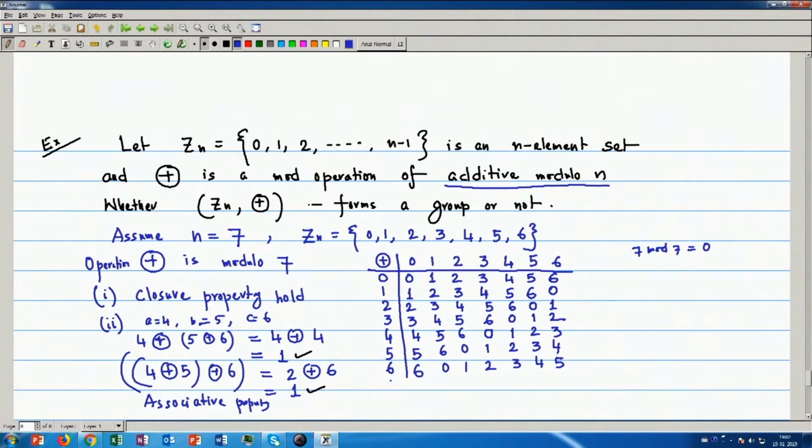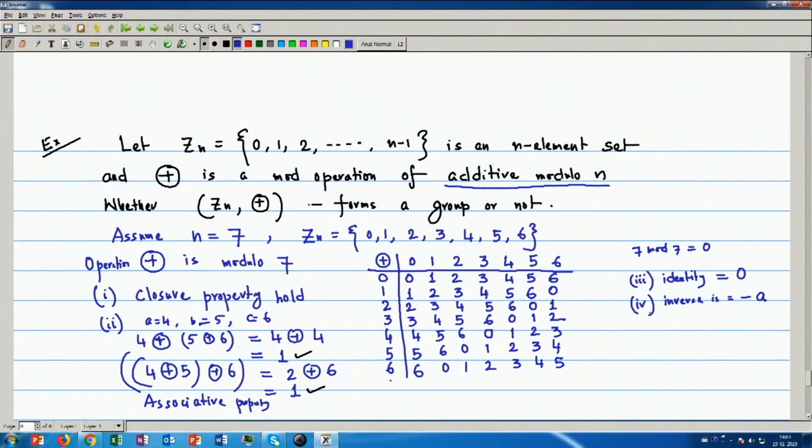Now, the third is the identity element. Identity, since it is additive modulo 7, so identity exists and is equal to 0. And inverse, since it is additive, the inverse is minus A, since it is additive modulo 7.